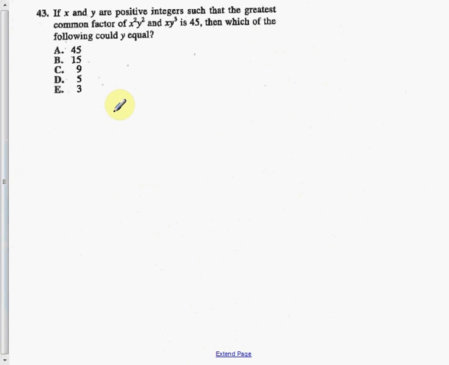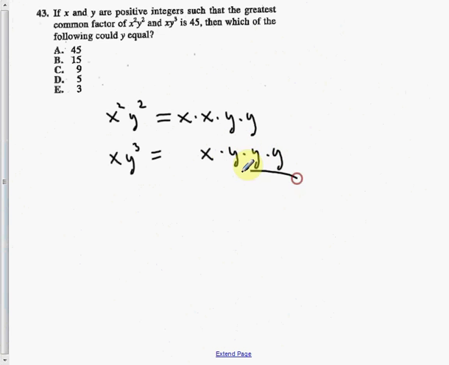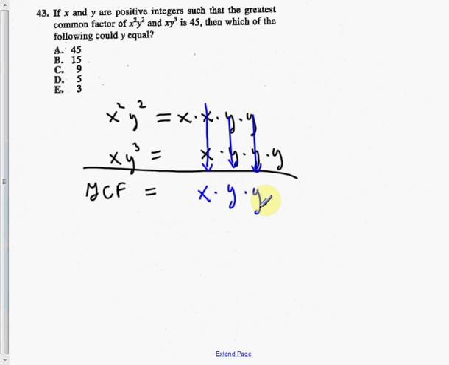So if you take x squared y squared, and then compare that to, I'm going to write this out, this is x times y, and then the next number is x y to the third. I'm going to write that out and separate it with the terms it's associated with, so this is y times y times y. For me it's the least common denominator, but we're calling it the greatest common factor. So whichever is common, because we're talking about the greatest common factor, we bring it down: x times y times y. So this is x y squared.